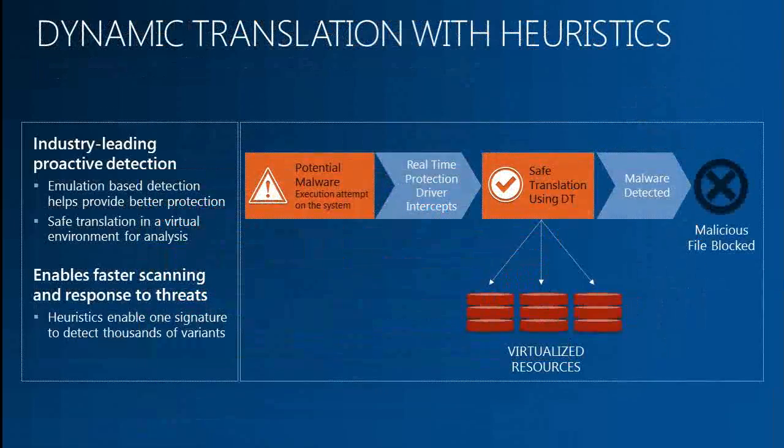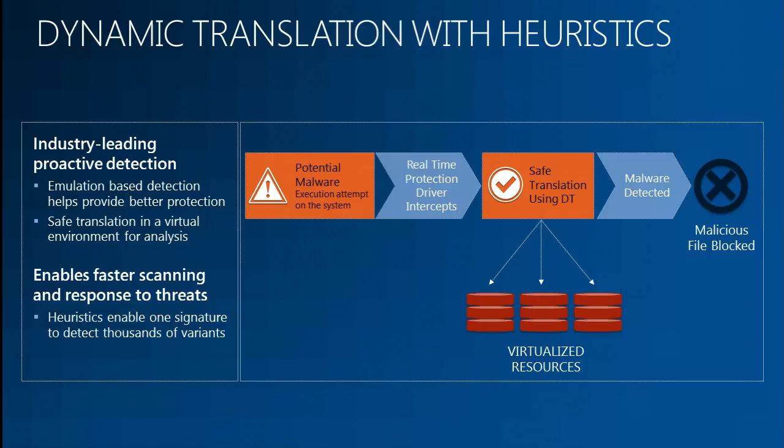So dynamic translation with heuristics, I'm not going to spend a ton of time on this, but it's basically the way that we are able to maintain high protection and high performance together. And it's a much safer way because the dynamic translation takes place in a virtualized space and uses virtualized APIs instead of the real application.